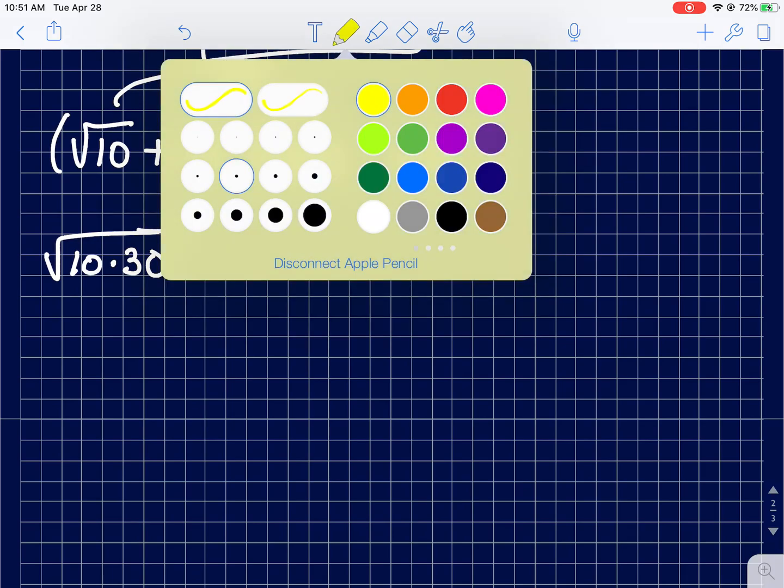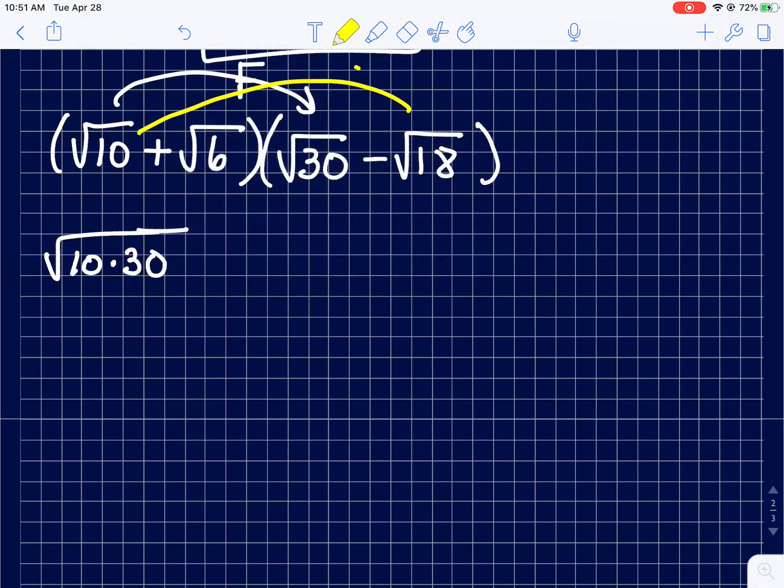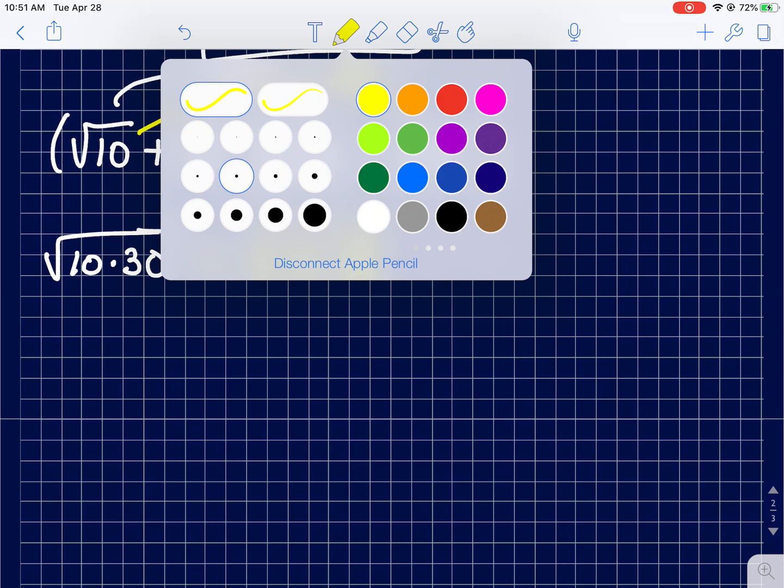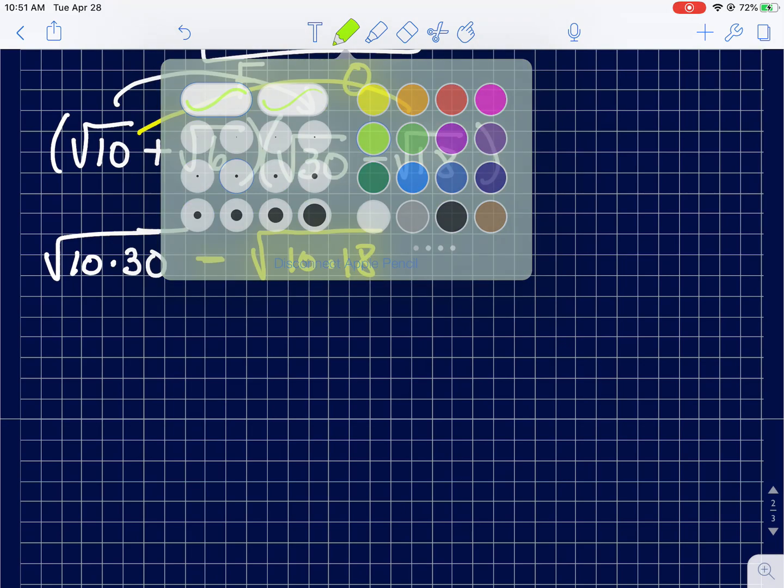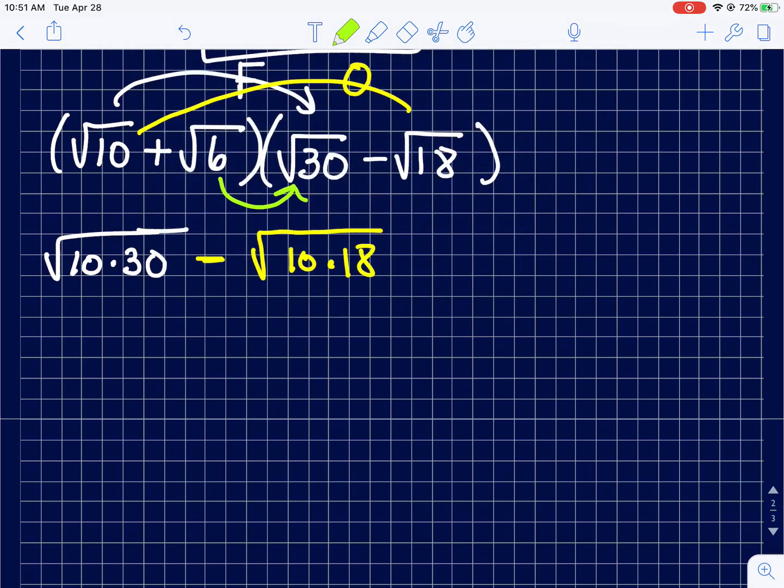And then I'm going to do the O, which is outside times outside. Remember, there's a negative there, so that's going to be negative root 10 times 18. I made that way too big. That's how I end up running out of room. Okay. Then we're going to do inside times inside. Inside times inside here is going to be root 6 times 30.